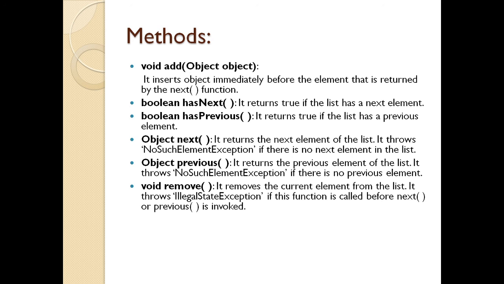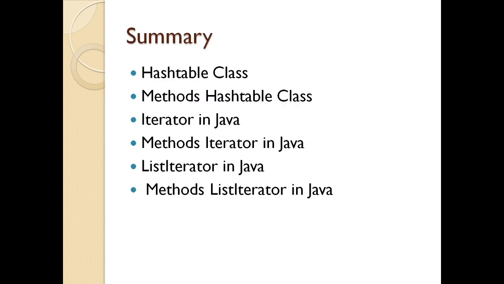Now, in today's lecture, we have seen what a hash table class is and what the methods used in the hash table class are. We've also seen the iterator which is used to iterate or traverse along the collection. We've also seen what the methods used in the iterator are. In the list iterator, we saw how you traverse forward and backward, and we also saw the methods of the list iterator. So for this session, I have taken references from all these websites.